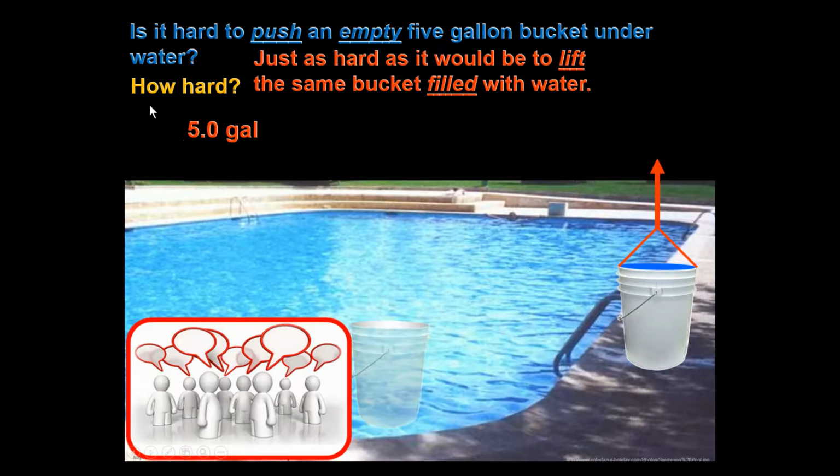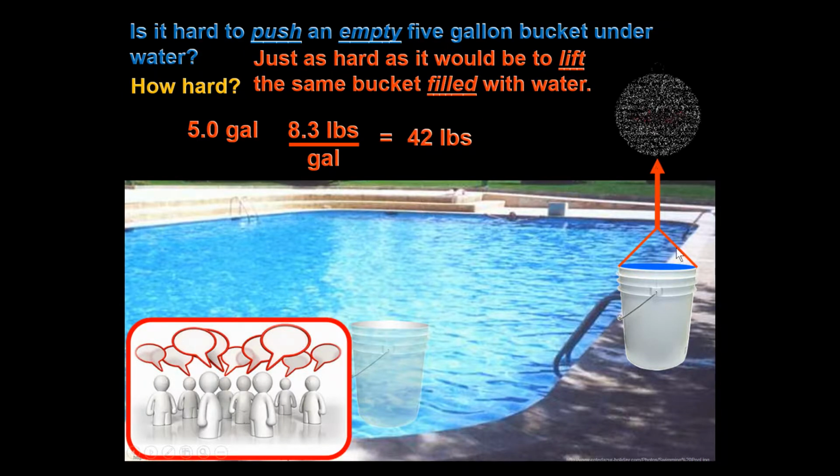And knowing that this is 5 gallons and the density of water is 1 gram per cubic centimeter, but in these units, it's 8.3 pounds per gallon. We had 5 gallons. It's going to be about 42 pounds. So you could lift with 42 pounds, or when you push this in, you're displacing 42 pounds of water. That's what the buoyant force would be. So you have to push with at least that to get it to go down.